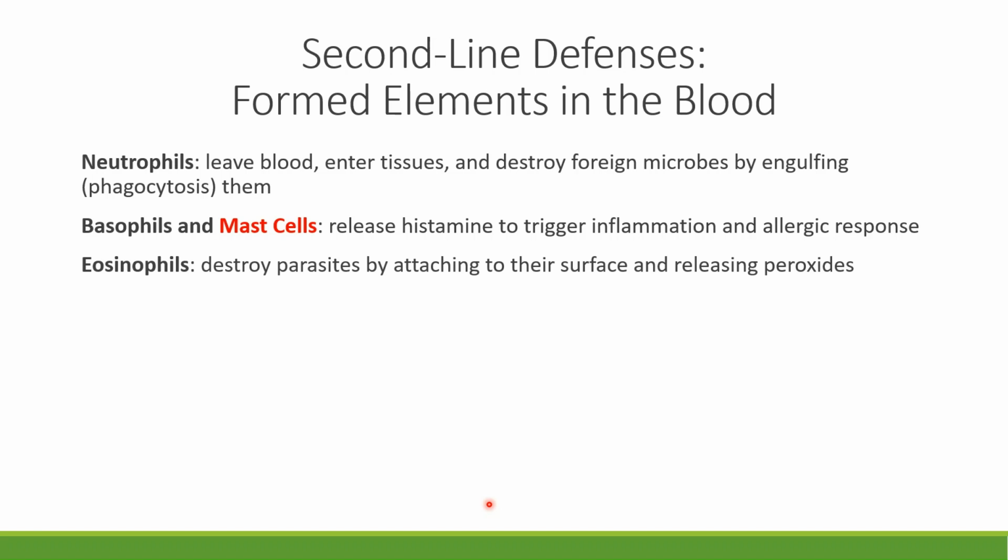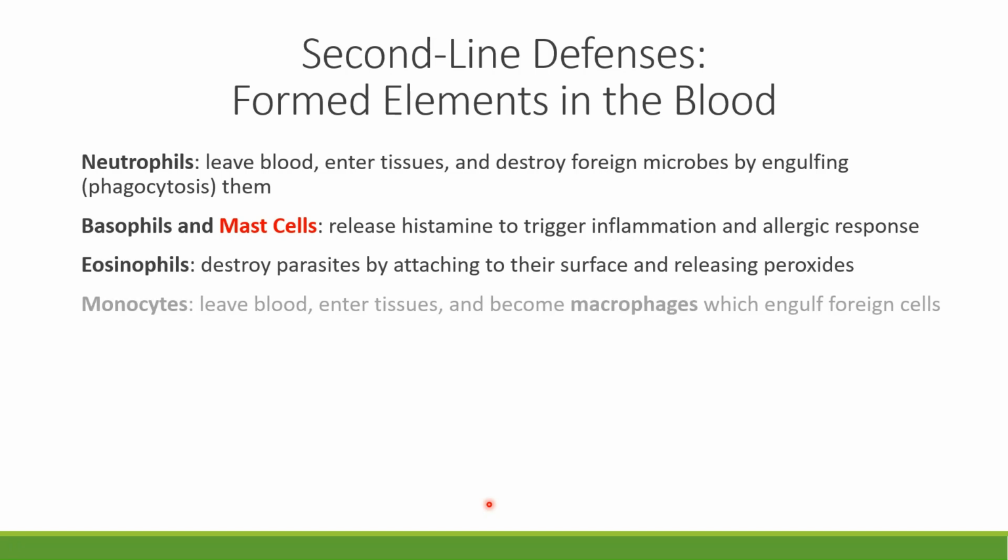Eosinophils target parasites, and they can attach to their surface and release toxic proteins, including peroxides. We discussed how oxygen is very reactive, and some forms of oxygen are more reactive than others. Well, peroxides are very reactive chemicals, and that helps to kill parasites. So they can act on a very large scale, whereas what we've discussed so far is more about attacking microbes, very small cells, that is.